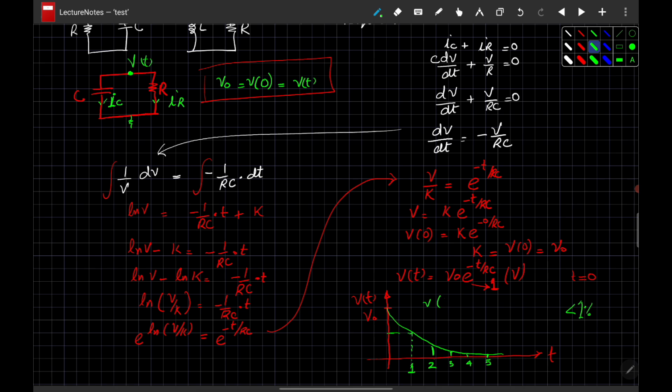Let's make another equation: V naught e raised to the power minus t over tau. This tau is called the time constant, and for the RC circuit it equals RC. So this is the plot, and in future examples we will solve numericals, and we will understand in more detail what is going to happen in them.